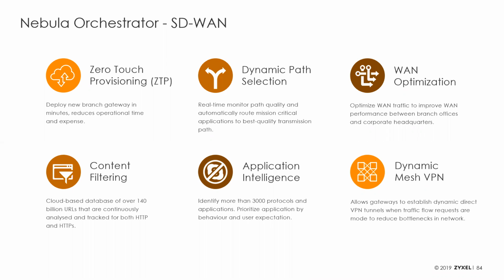So Nebula Orchestrator gets you zero-touch provisioning. We'll take care of everything in the cloud that needs to be done to create those VPNs between your different sites that would be connected through a dedicated connection otherwise. We offer dynamic path selection, so we're monitoring those paths in real time and being able to switch between multiple paths to ensure the highest quality speed. We offer what's called WAN optimization. It overrides some of the default behaviors of TCP/IP to keep speeds up. When you have the VPN in SD-WAN mode, we do offer content filtering and application intelligence and the ability to create a dynamic mesh VPN.